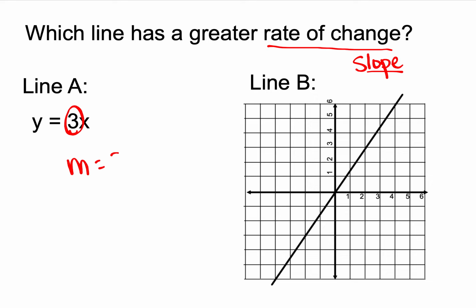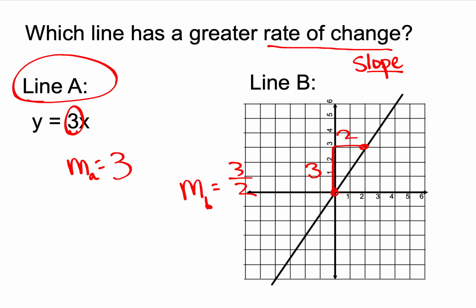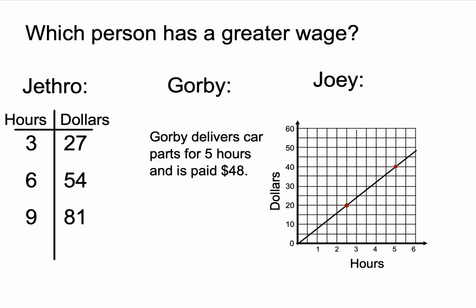And the rate of change for line B, we're going to have to use rise over run to find it. The rate of change for line B is 3/2, while the rate of change for line A is 3. So which one has a greater rate of change? It would be line A, because 3 is greater than 3/2.